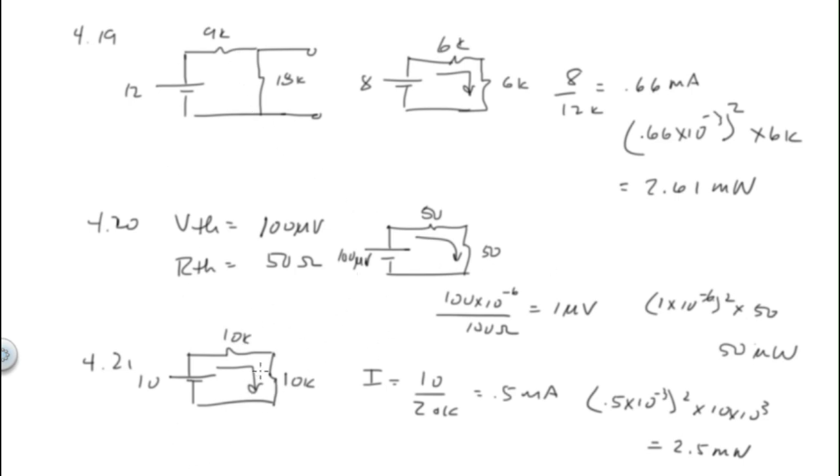So I just solved for 422. Okay, this is the answer to 422. The answer to 421 is, sorry about that, 421, the answer to that one is if you make R Thevenin 0. So if you make R Thevenin 0, you get your maximum power out.